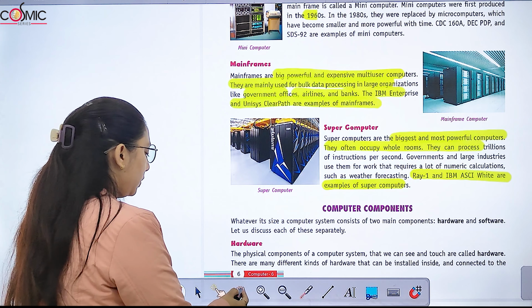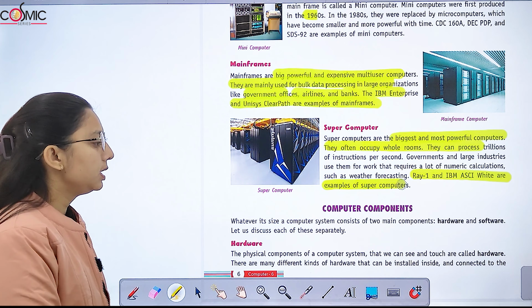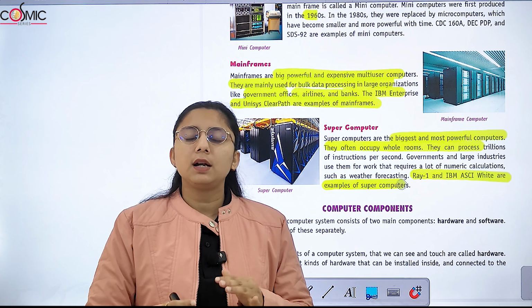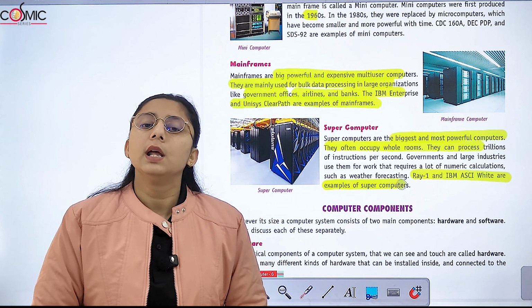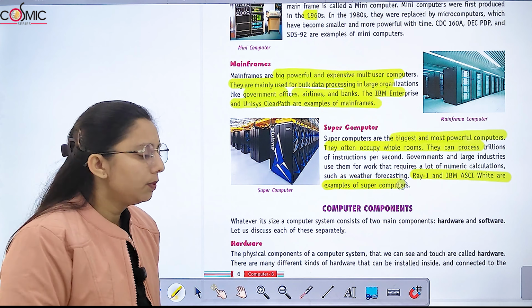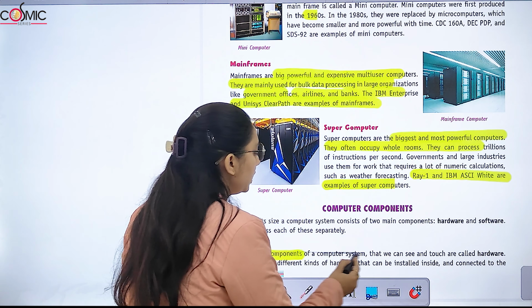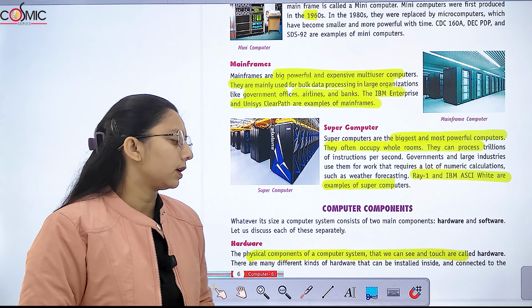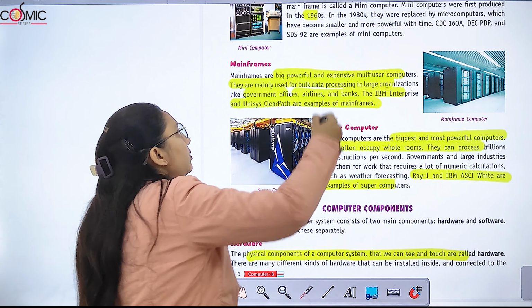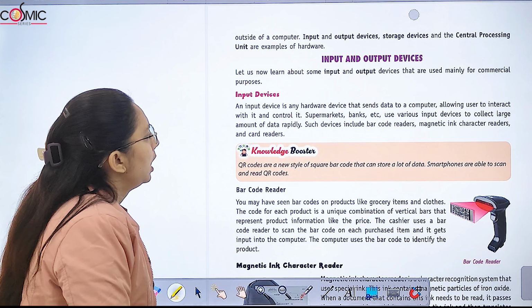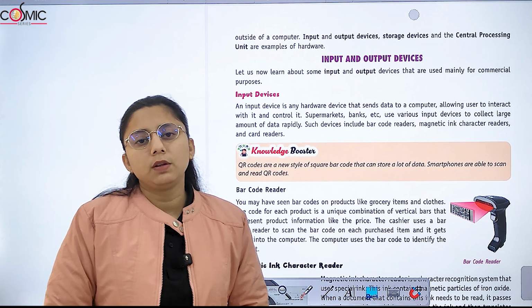Now computer components. We have so many computer components. We have hardware and software. Hardware you can see, you can touch, but software is inside the computer. You can only work on it. So physical components that we see and touch are called hardware. They are of different sizes. They can be installed inside also. Now we have input and output devices.